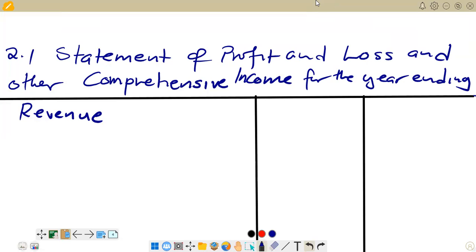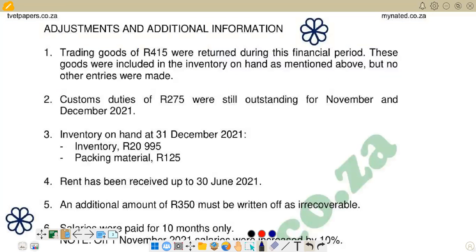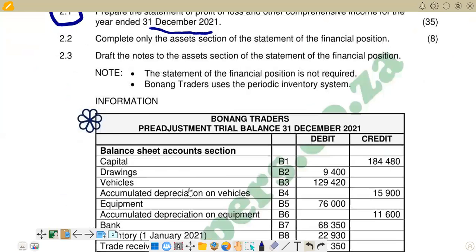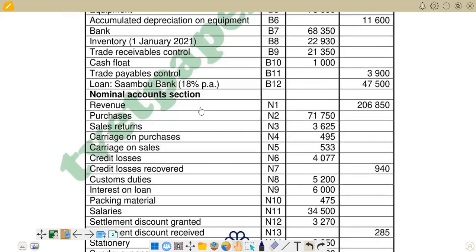There we have our revenue at the beginning. So we go to the question to check which figures we have for revenue. We go to the list of balances, and you see that we have our revenue stated there. If you come here, you'd see that this is our revenue under the nominal account section. We have revenue of 206,850.